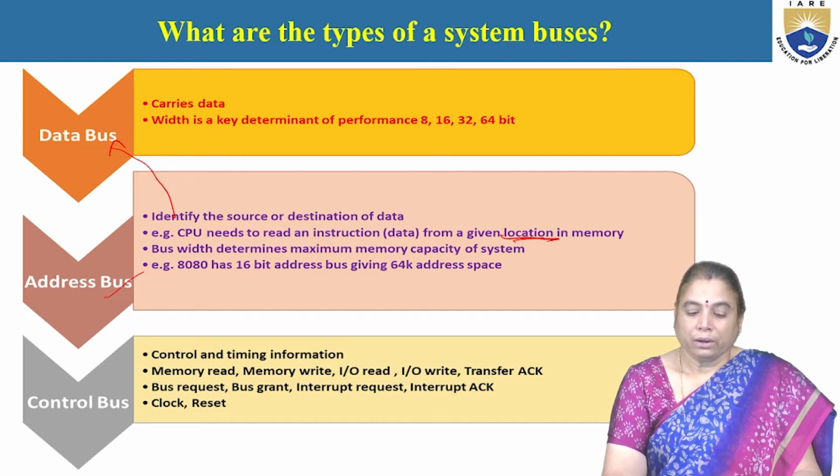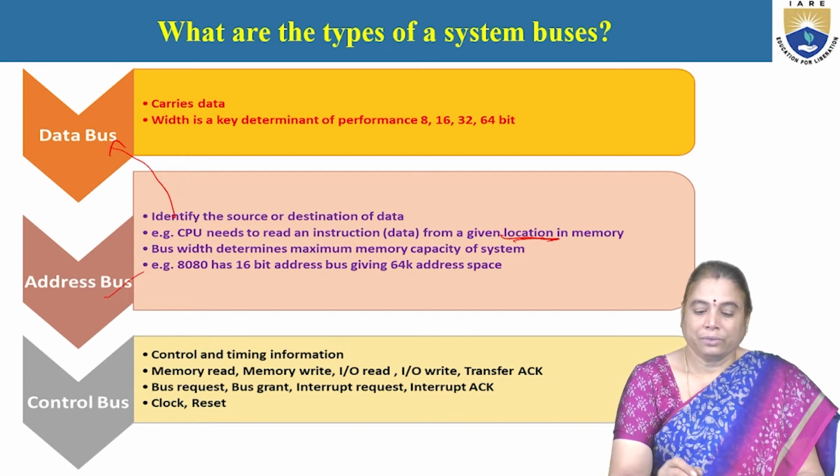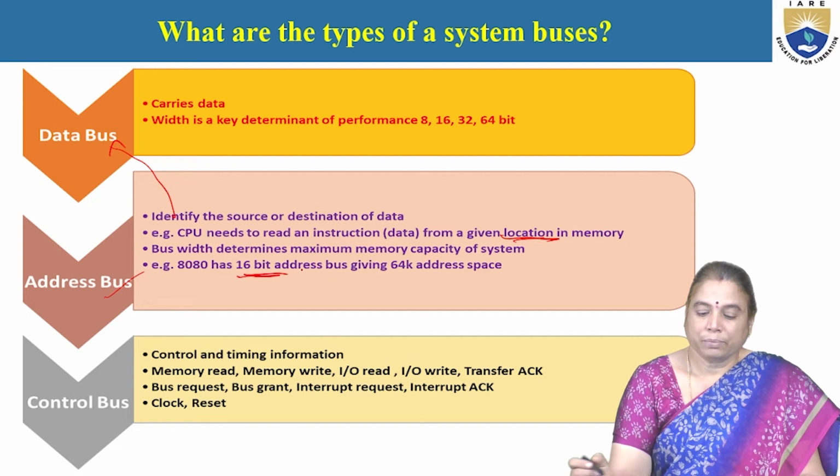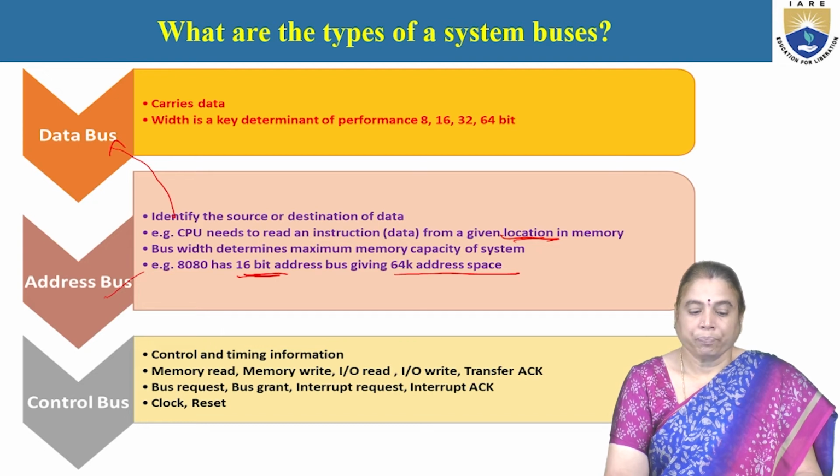So if the address bus is 4 bits, then it has to locate 2 power 4 locations of the memory. Example, 8080 has a 16-bit address bus giving 64K address space. 2 power 16 is 64K. So, the address space can be 64K. Like this, the address bus holds the location.